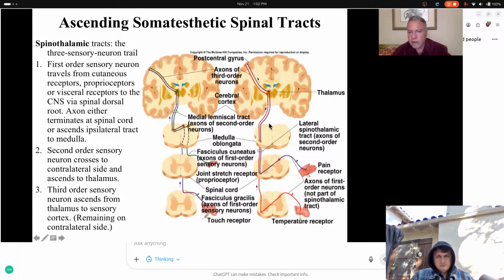Okay, so there's lots of variations here, but the first neuron, the first order sensory neuron, goes from the sensor to the same side of the spinal cord. The second order neuron crosses over to the opposite side and goes up to the thalamus. The third one goes from the thalamus to the sensory cortex. So the part of your brain that's responding to the stimulus is on the opposite side of your body from where the stimulus came in.